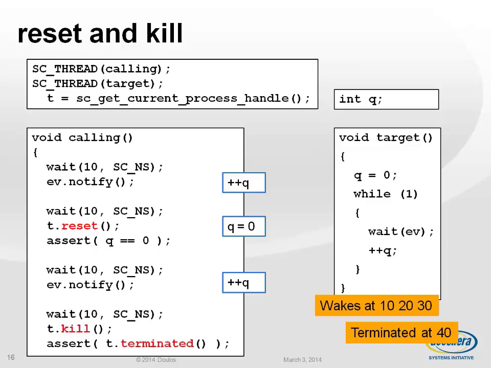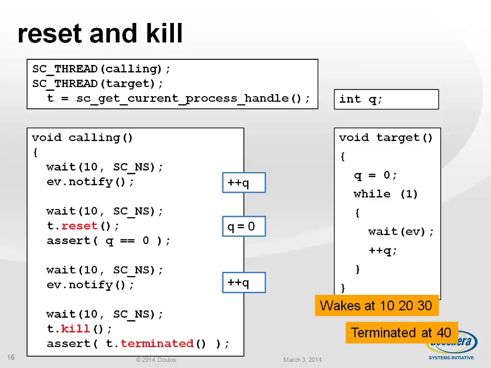We notify the event, it gets notified, this guy wakes up, increments Q, spins once around the loop, and waits again. Then we have an asynchronous reset, T.reset. So when T.reset gets called, this guy gets asynchronously reset immediately. So it was sitting here waiting on this event. The reset call comes along, and it immediately jumps out of this function, comes in again at the top, executes Q equals 0, and comes down and waits on the next event.